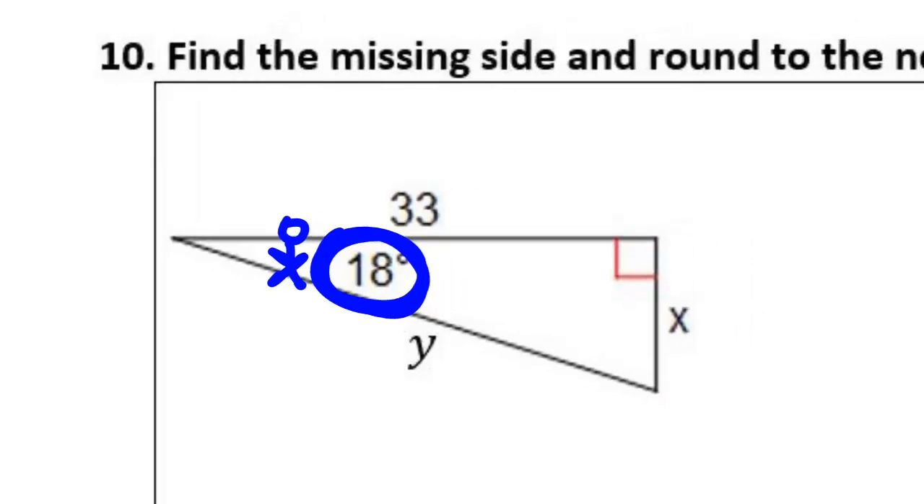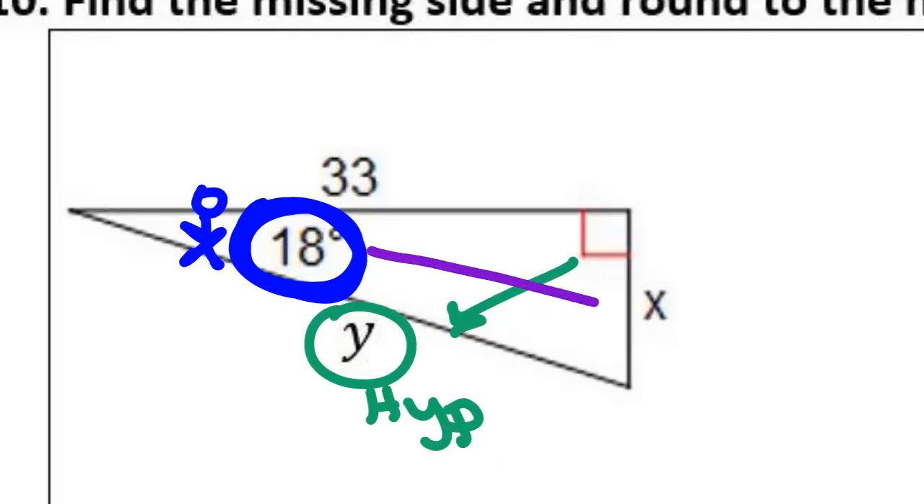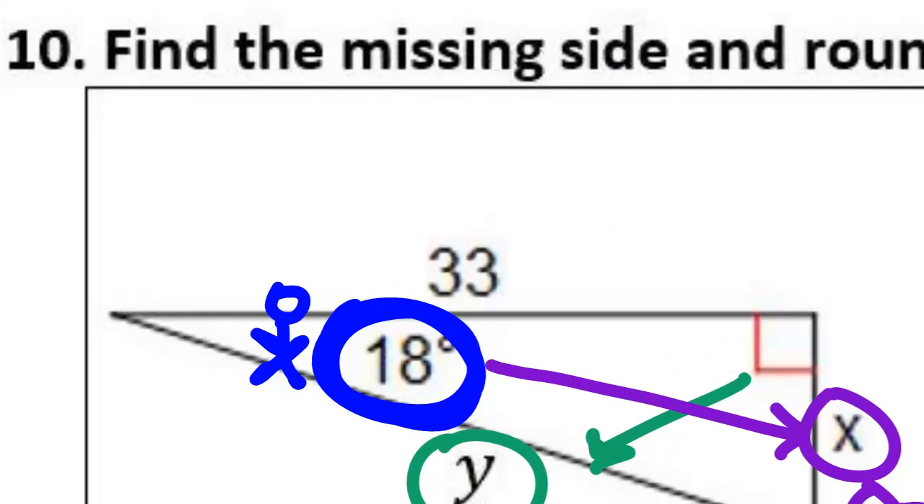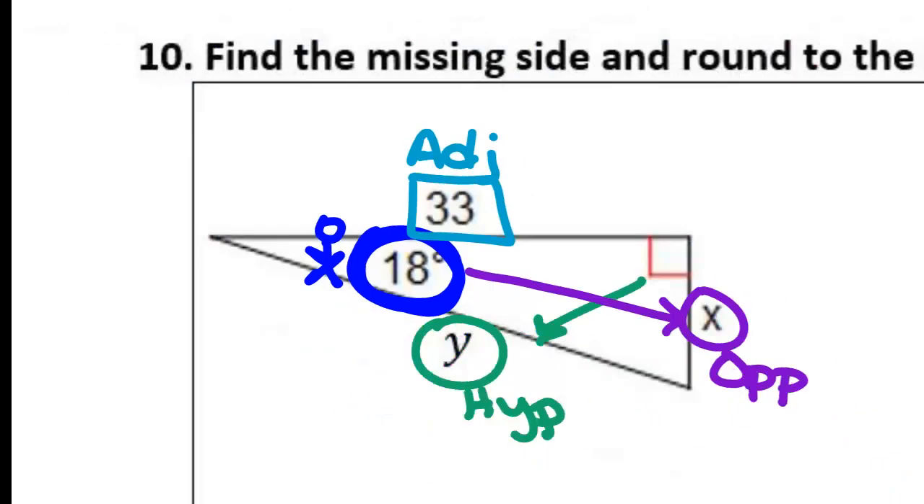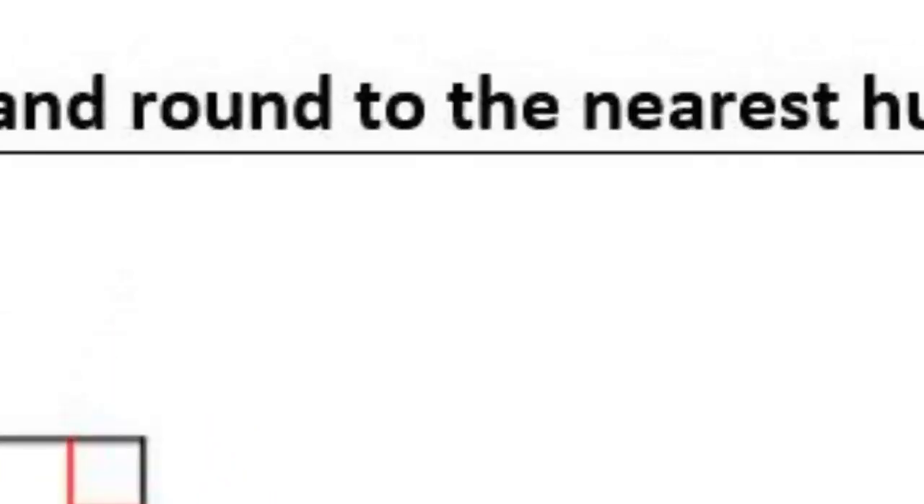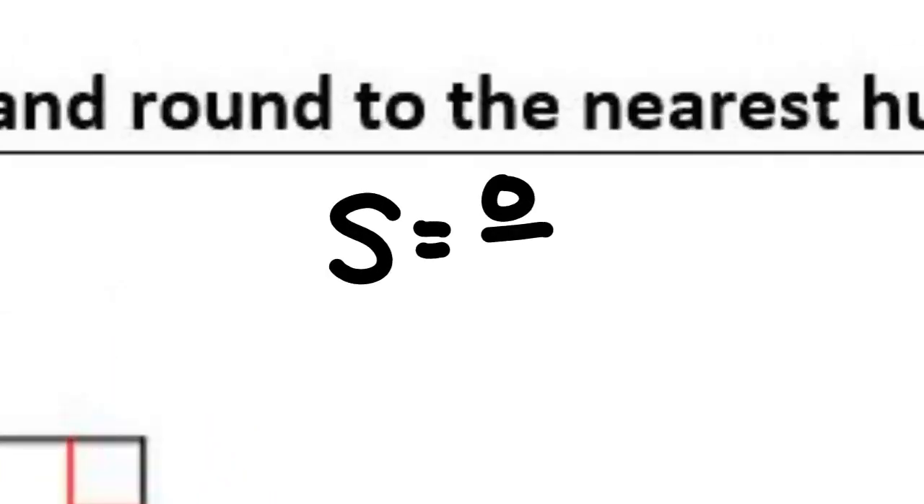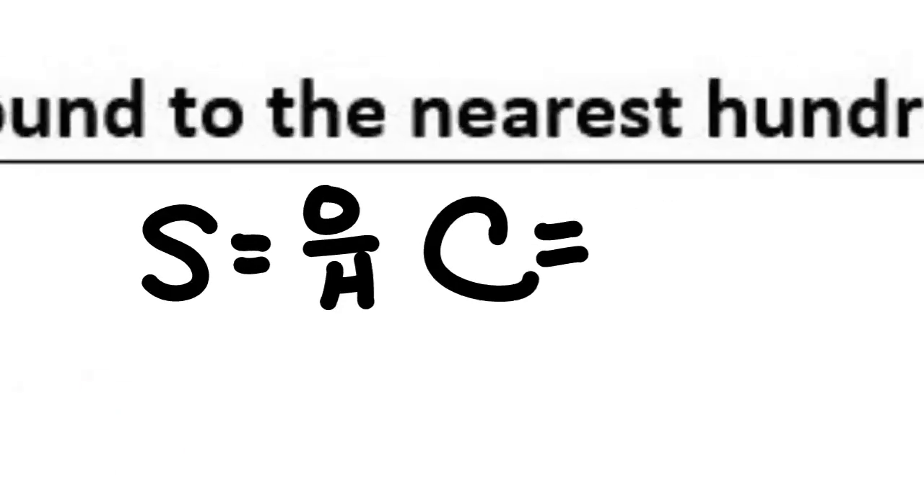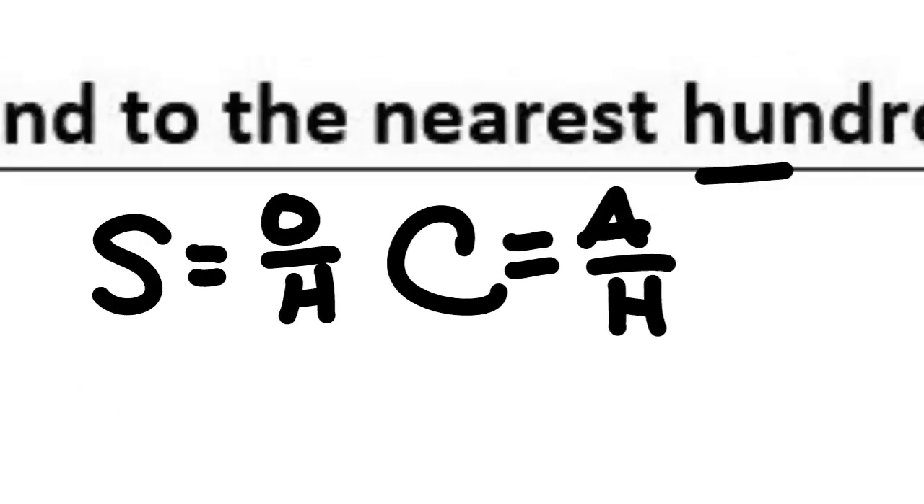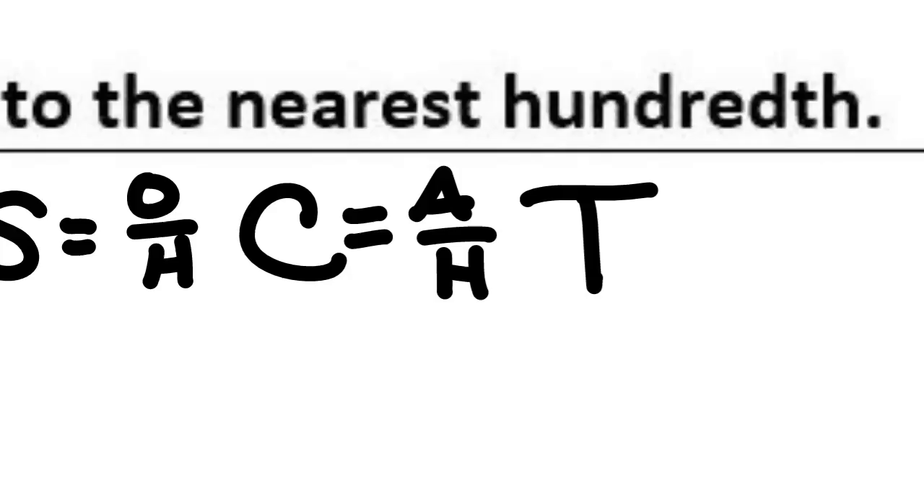Then we label our sides. We have hypotenuse, which would be y right here because it's opposite the right angle. Then we have our opposite side, opposite where I'm standing, which would be x on this triangle. And then we have 33, which is our adjacent side. All right, SOHCAHTOA: S equals O over H, C equals A over H, T equals O over A. SOHCAHTOA.